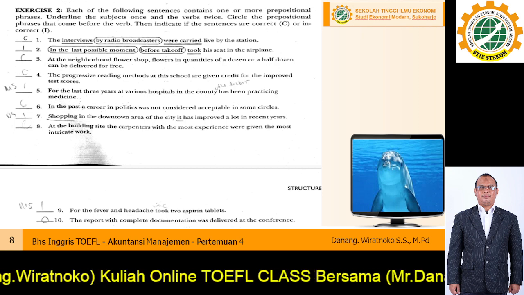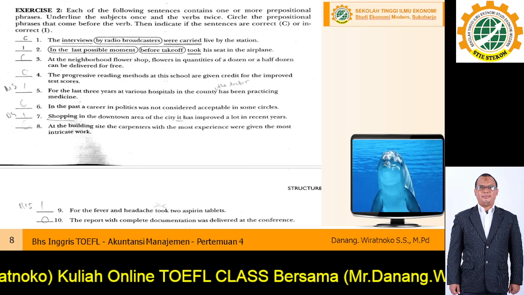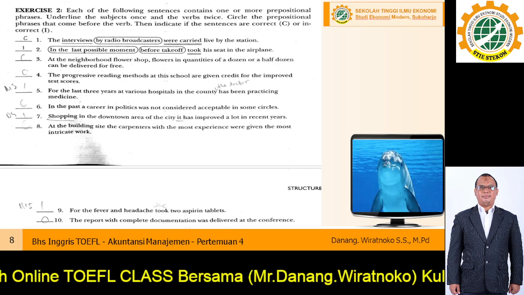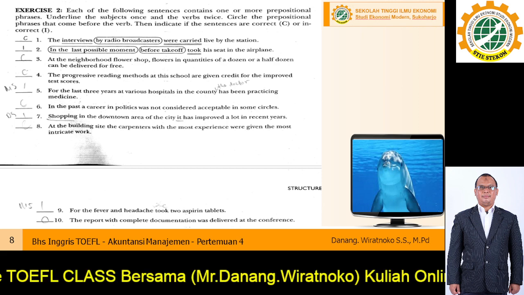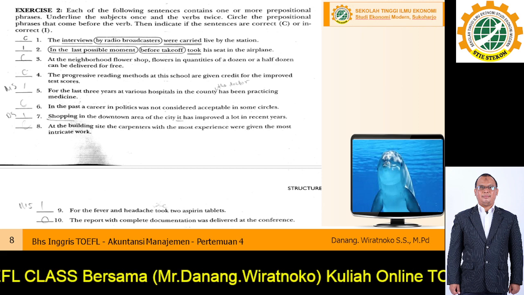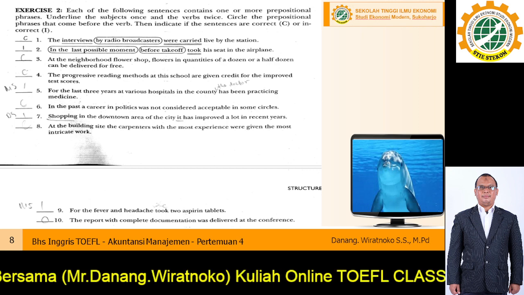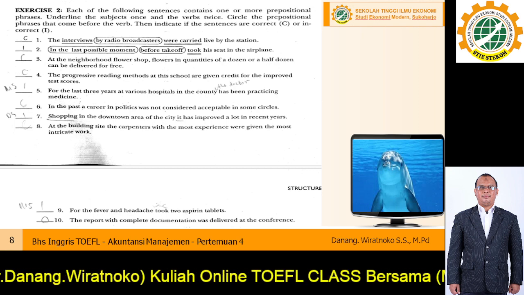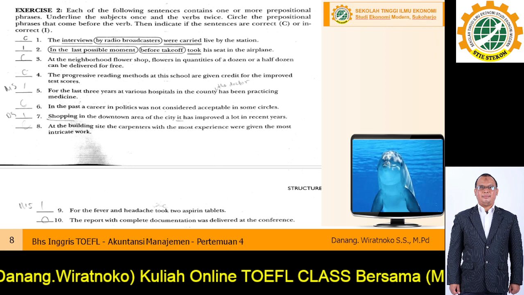Flowers, another subject. Quantities of a dozen or half a dozen can be, another subject. Sorry, verb. Flowers are subject. Okay, number 4. The progressive reading method at the school are given credit for the improved test score.